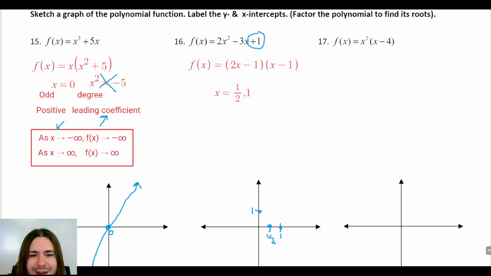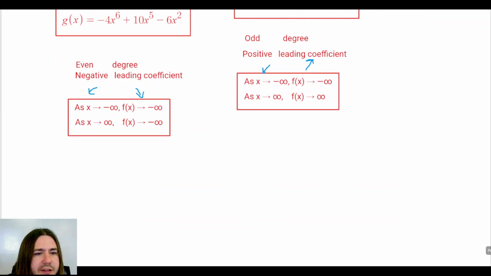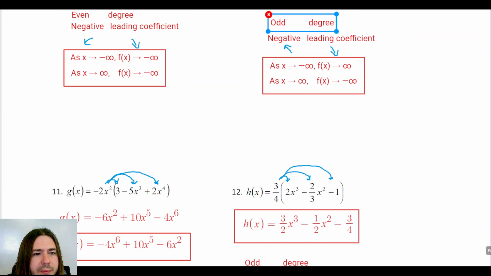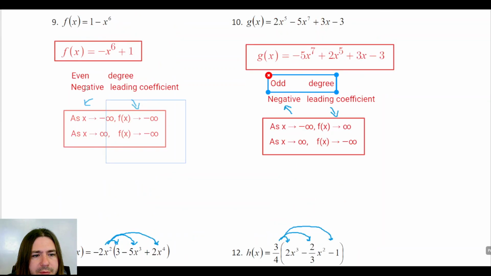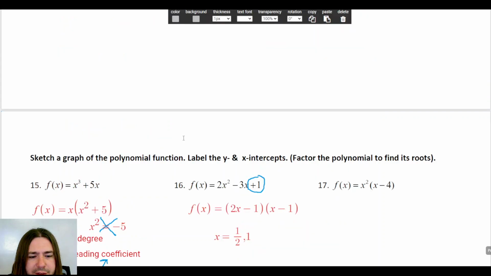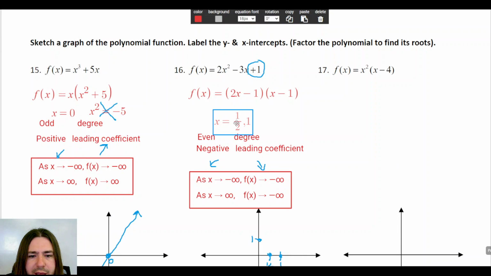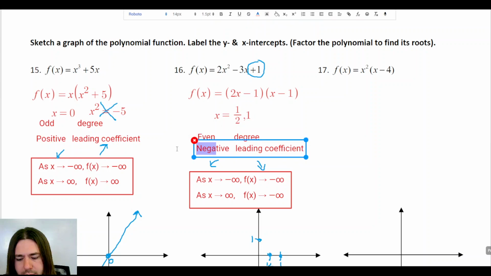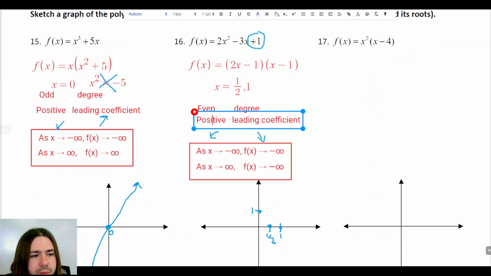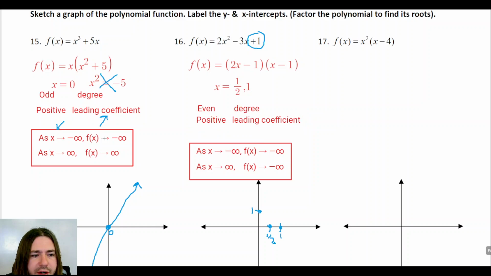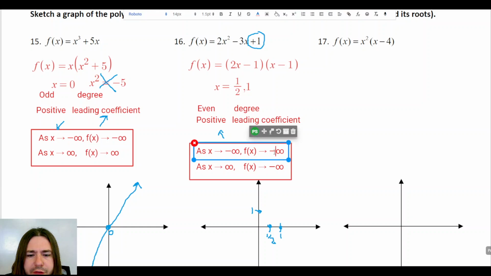We've got an even degree with a positive leading coefficient, so that is going to be up, up. I don't think we actually had one like that yet, so I'm just going to copy and edit this. We've got an even degree and a positive leading coefficient here, so we are going to be going up and up. We're going towards positive infinity, whether x is going to positive or negative infinity. So this is going to be like an up-up scenario. The correct way to describe this would be as x approaches negative infinity, f of x is approaching positive infinity, and as x approaches positive infinity, f of x is approaching positive infinity.